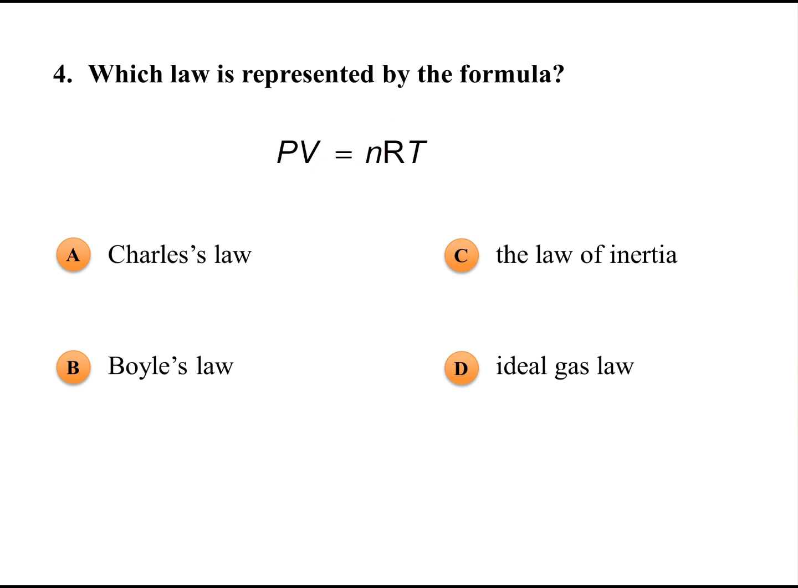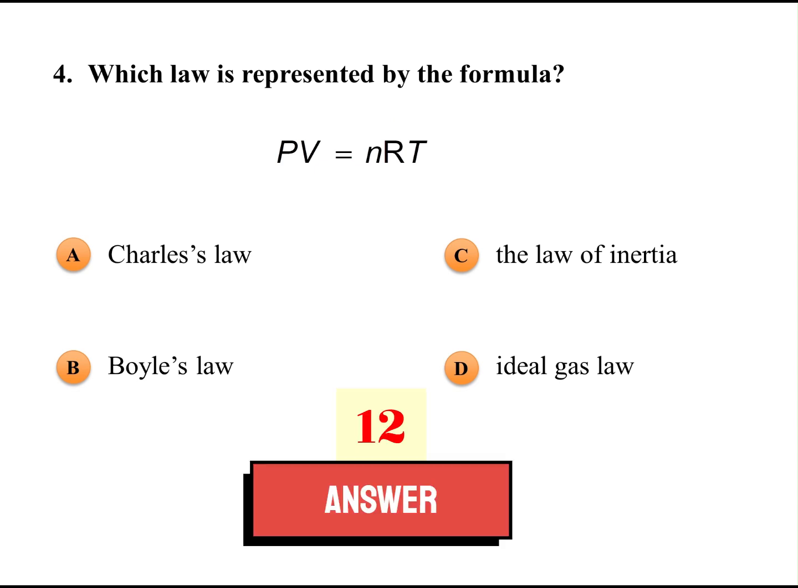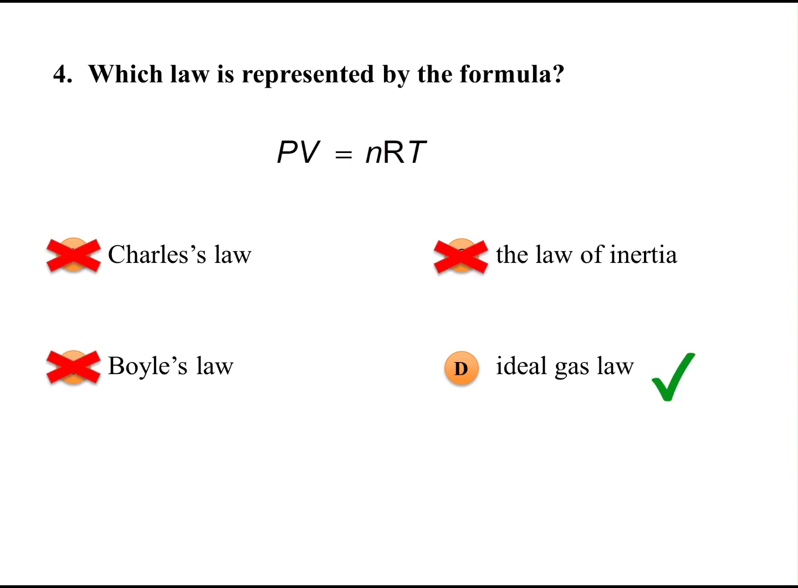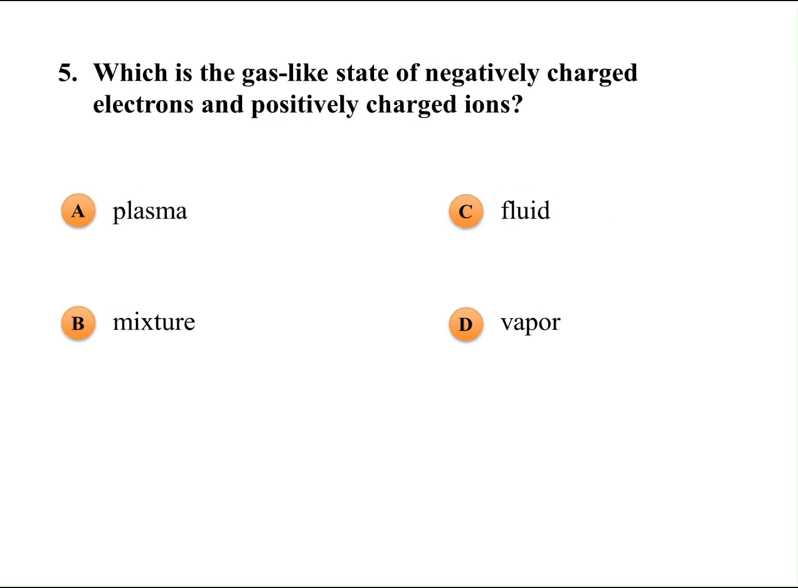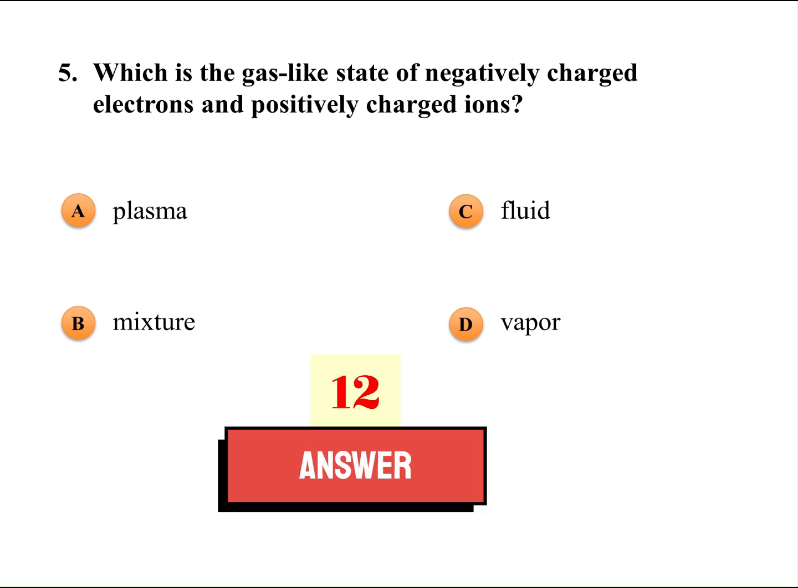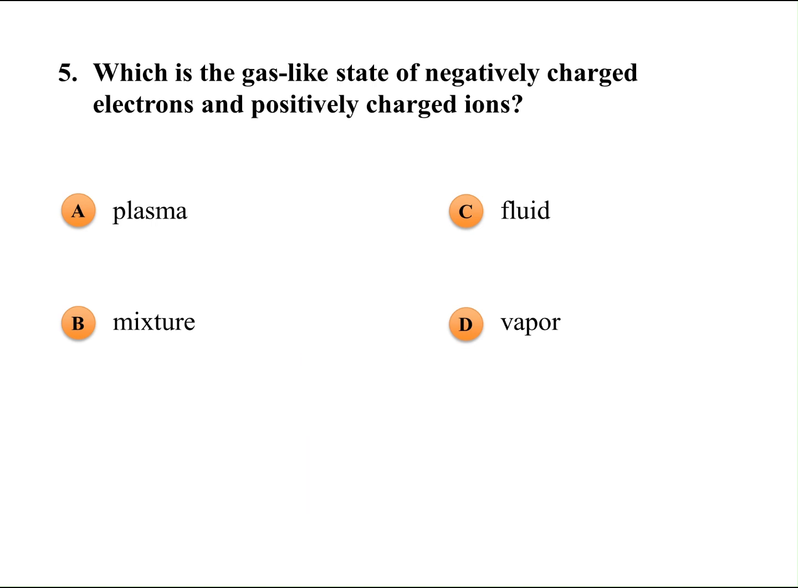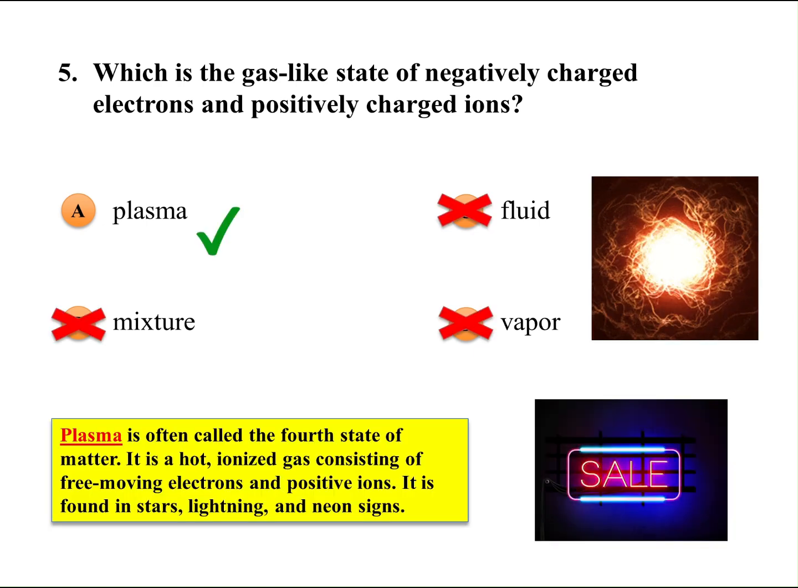Which law is represented by the formula? The correct answer is D, ideal gas law, which is the gas-like state of negatively charged electrons and positively charged ions. The correct answer is A, plasma.